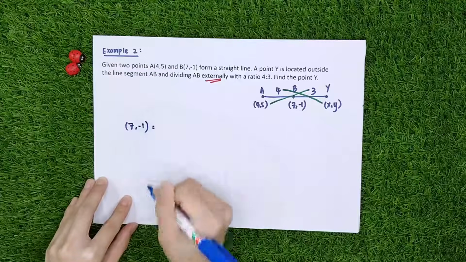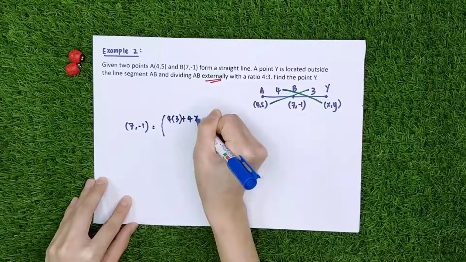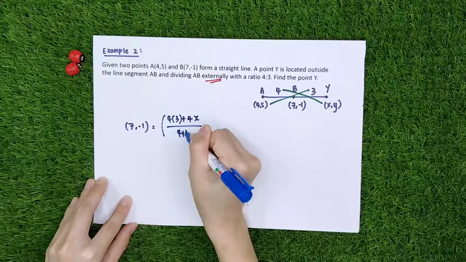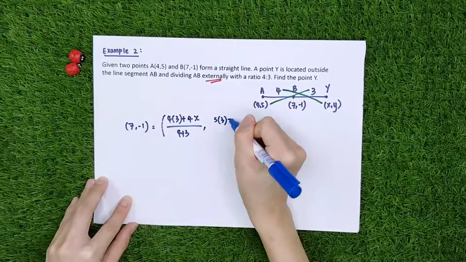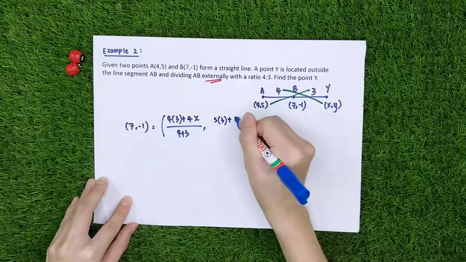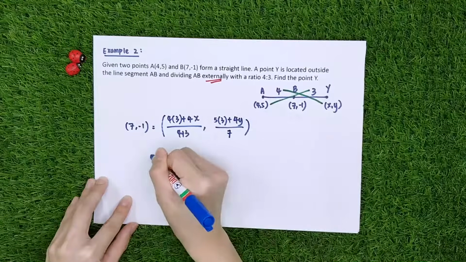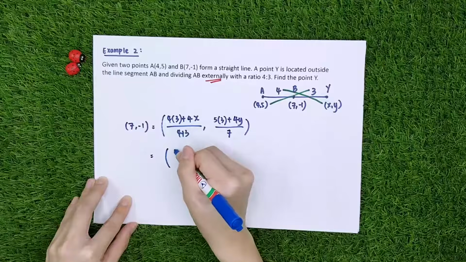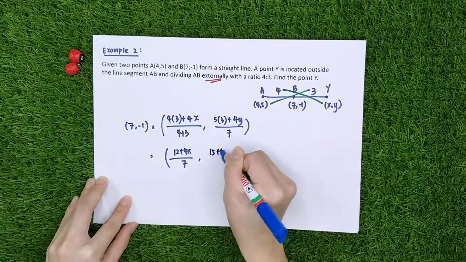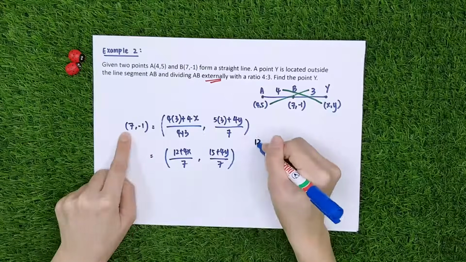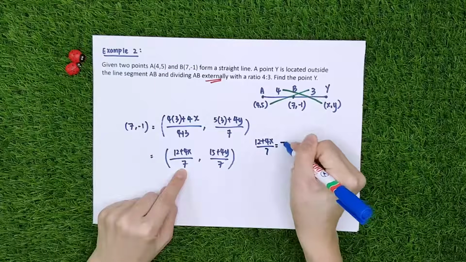Okay, so (7, -1) is equal to (4 times 3 plus 4 times x) over (4 plus 3), and then (4 times 5 times 3 plus y times 4) over (4 plus 3), which is 7. So I will get my answer here: (12 plus 4x) over 7, and then here (15 plus 4y) over 7.